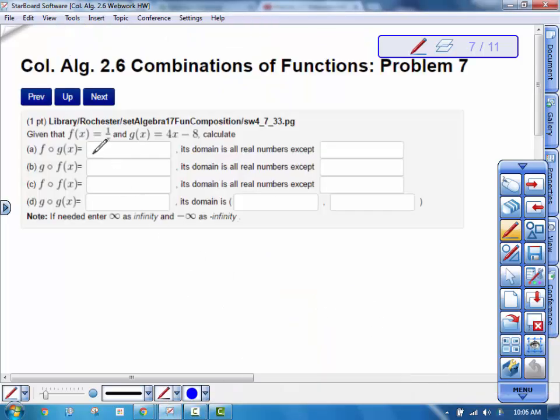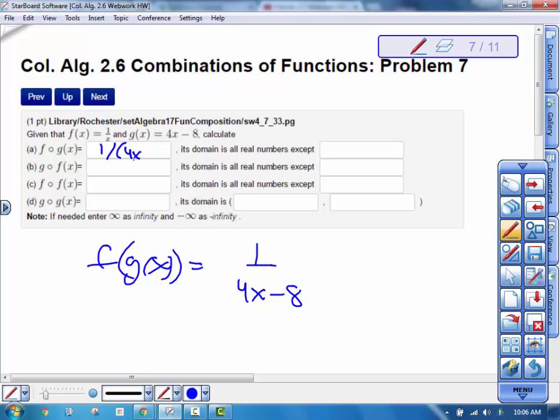Okay, next one gives us these two functions. We want to do the composition and then talk about the domains. This is a good question because the domain is the hard part for these functions. So let's look at f of g of x. If we take function g and plug it into function f, we get 4x minus 8 in the denominator right here. Now, 1 divided by 4x minus 8 that we plug in here.